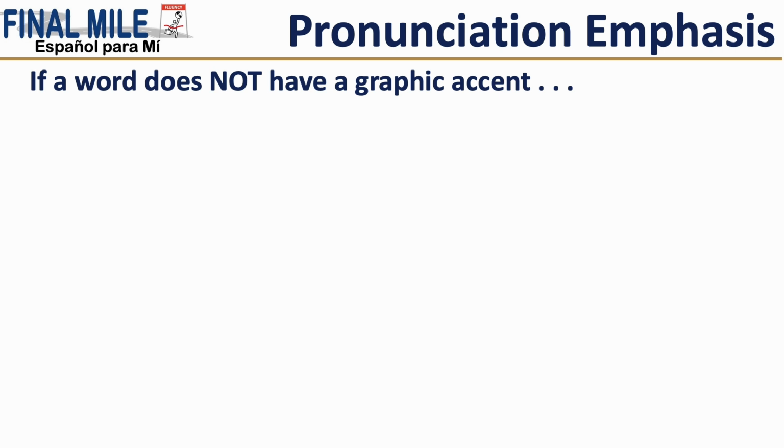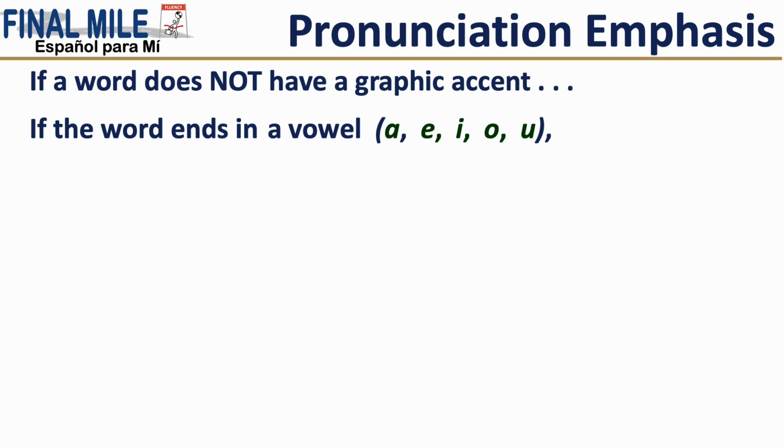So if a word has a graphic accent, it's easy, straightforward. Emphasis is wherever the graphic accent is. If it does not have a graphic accent, then we have to ask another question. If the word ends in a vowel, we already know our vowels, a, e, i, o, u.